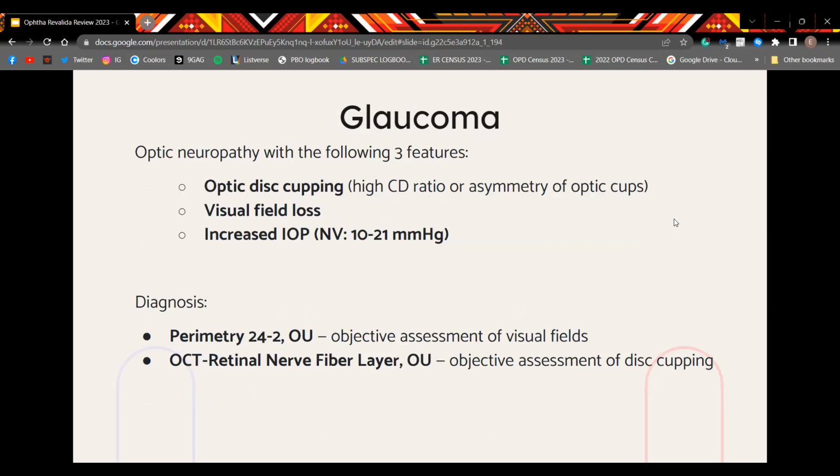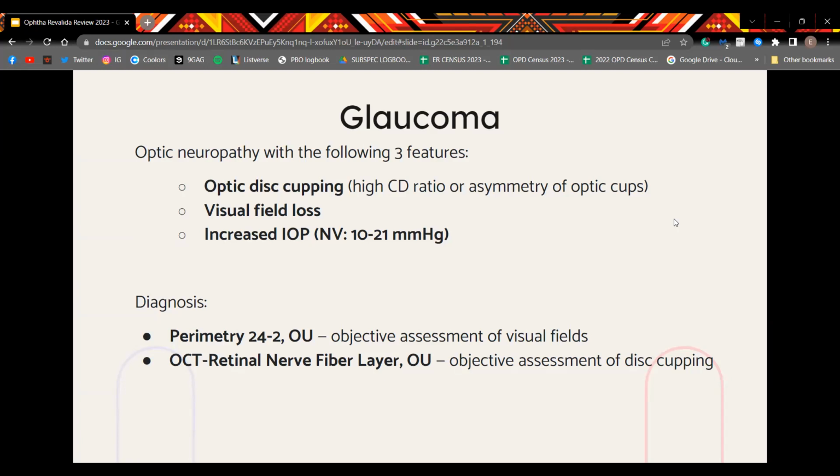So again, glaucoma is basically optic neuropathy which presents with three features, the first being optic disc cupping, characterized as a very high CD ratio, or if asymmetric yung optic cups. Yung left eye mo 0.3, yung right eye mo 0.5. So may asymmetry of more than 0.2. You could consider that as glaucomatous finding na, suspicious of glaucoma.